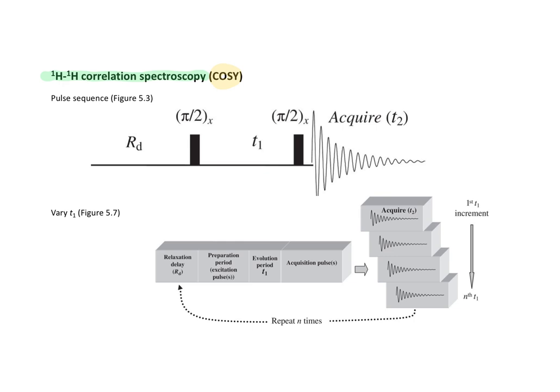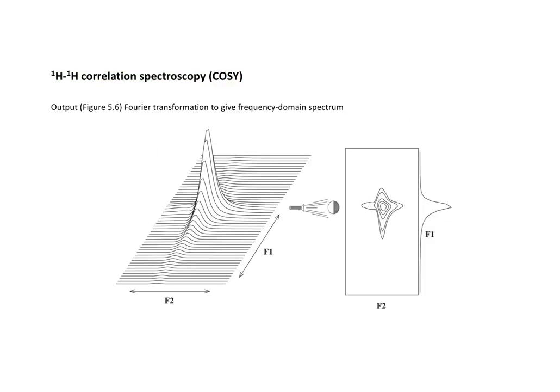In short, the correlation involves varying an evolution period between two pulses, the T1, acquiring a relatively large number of spectra. The textbook describes 2 to the 4th power, or 16 spectra, with the data typically plotted in the corresponding way.